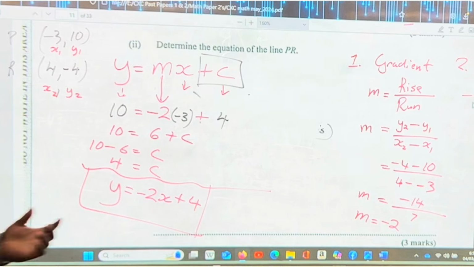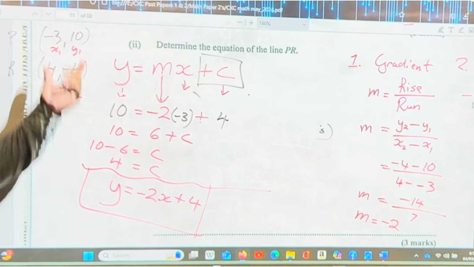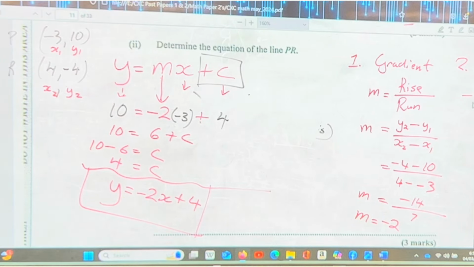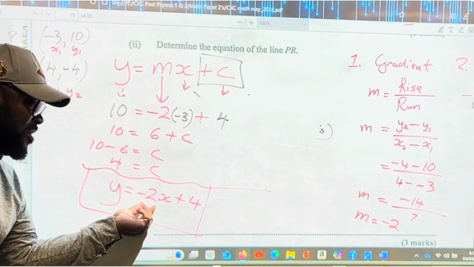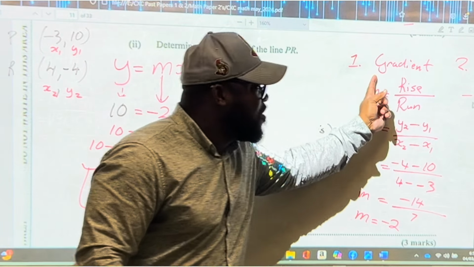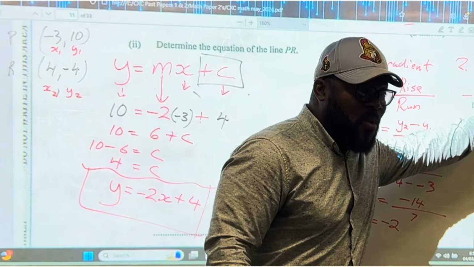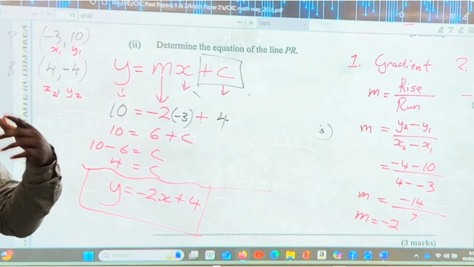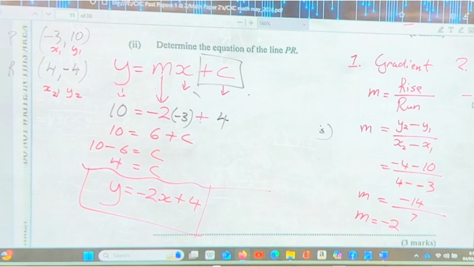So any point to substitute now, you can use -3, 10, you can use 4, -4, you can use something else that you want based on the line. But the equation of the line must have a gradient, you have to find the gradient, then you have to find the what? Y-intercept. In our case, the y-intercept is C. I've seen in some textbooks that have plus b. It's irrelevant, it's just a random letter.